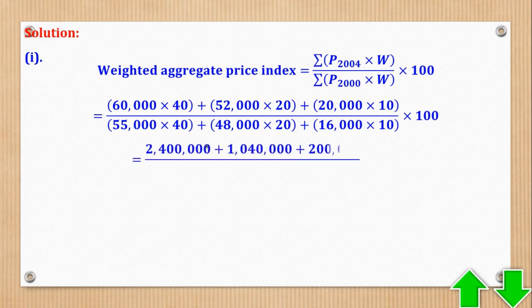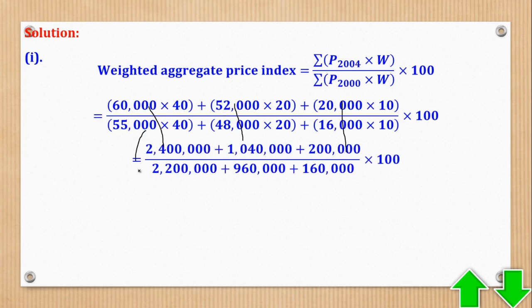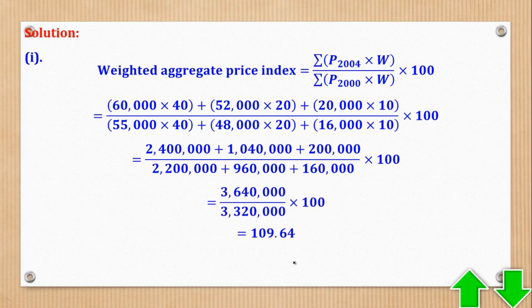The next is to simplify. This is this, this is this, this is that. Then also this one gives this, and this gives that. The next is to simplify further to come up with that, and then use a calculator to come up with this. And that will be the weighted aggregate price index.